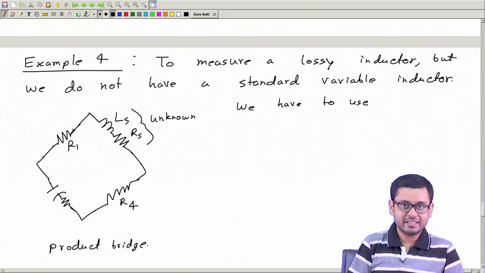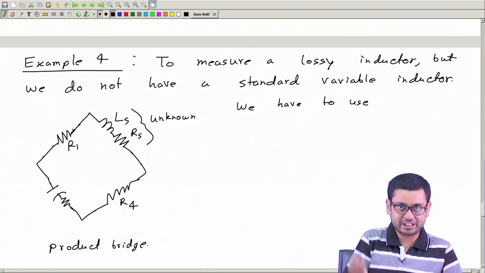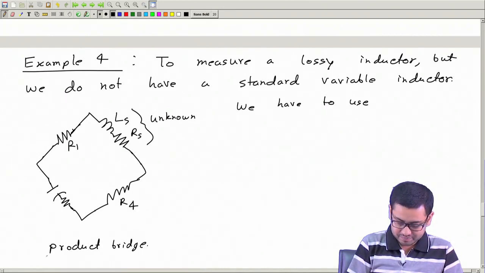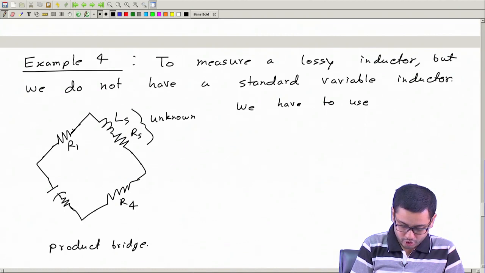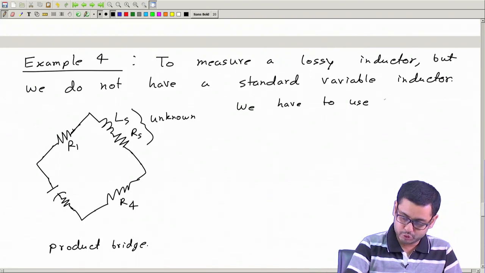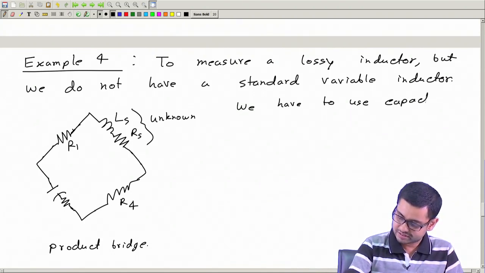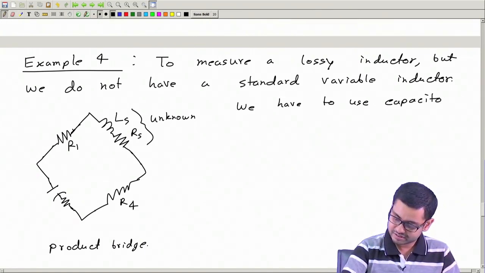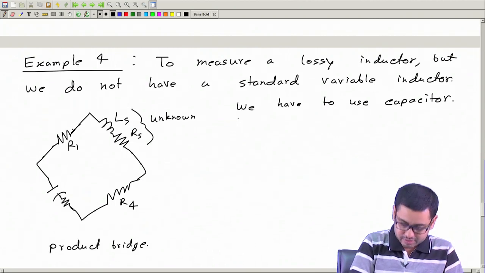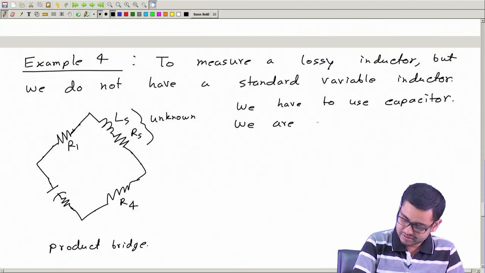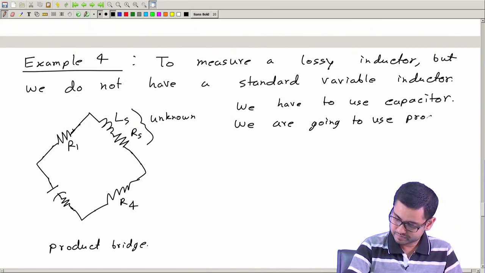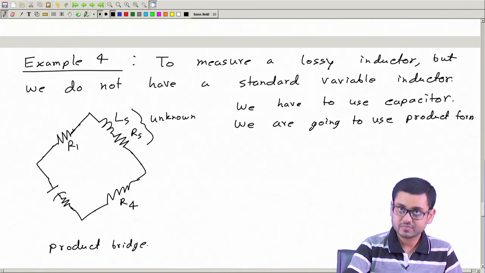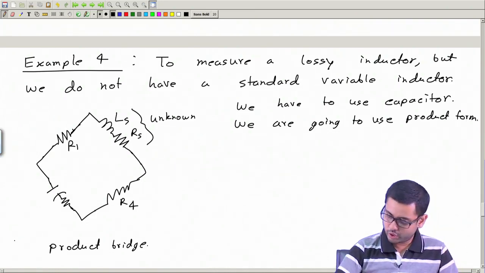I mean, product bridge and ratio bridge, these are the easiest bridges to design. Good, great. So, we are going to design a product bridge, and so we have to use a capacitor because we cannot use an inductor, and therefore we are going to design or use a product form. So, now what can we write?